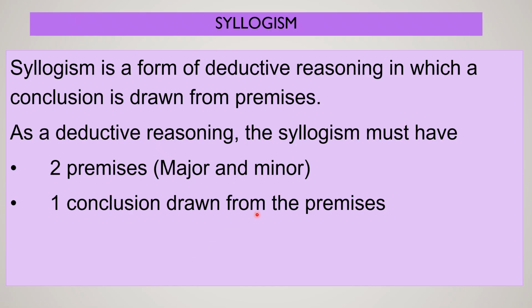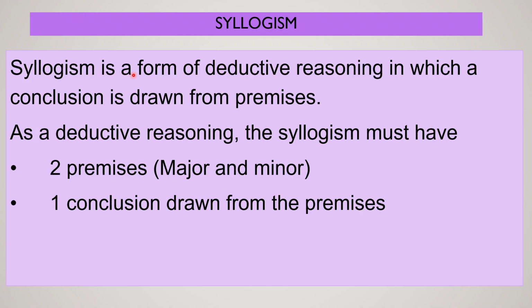Let us now look at the definition of syllogism. We are going to define syllogism in the simplest way possible and in an easy way to remember. Syllogism is a form of deductive reasoning in which a conclusion is drawn from premises. As a deductive reasoning, the syllogism must have two premises, that is major and minor premise, and one conclusion that is drawn from the premises.